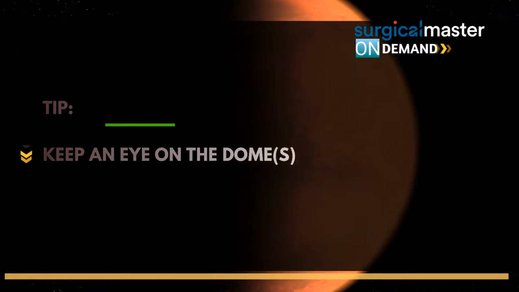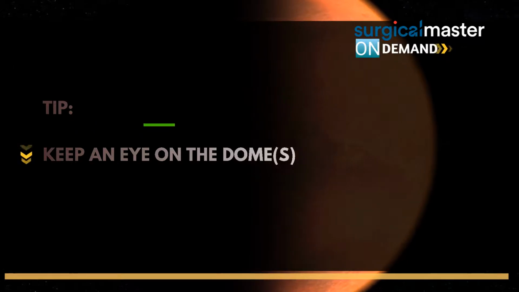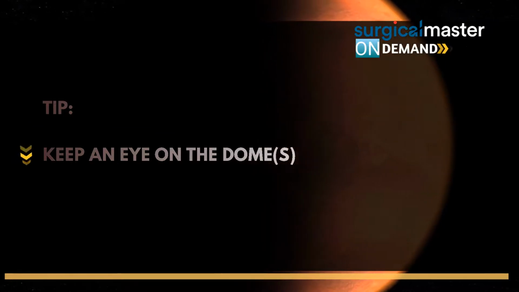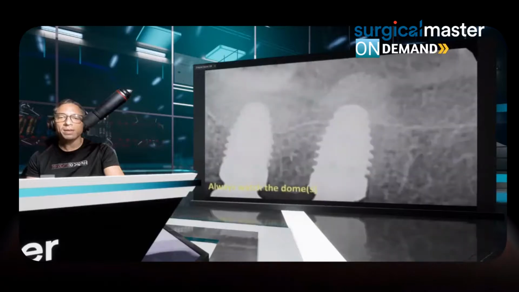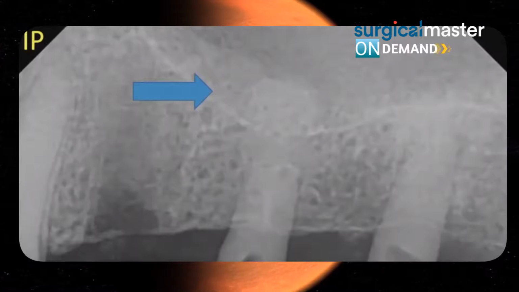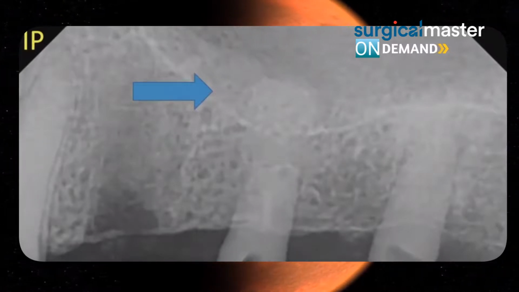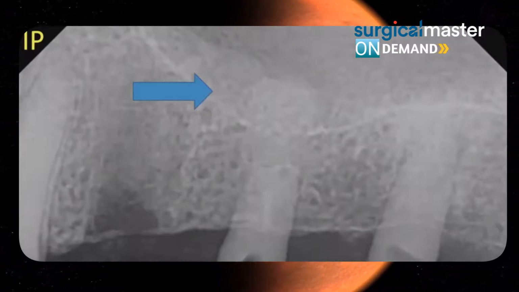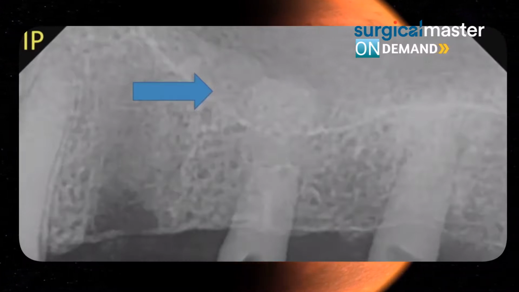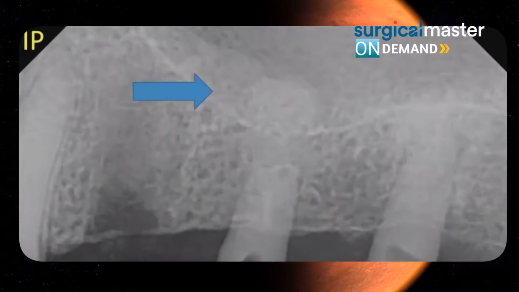So keep an eye on the dome or the domes. Take a look at them. Don't be overzealous. Don't over-condense bone. Every dome can explode. I'm not saying you can't do multiple osteotomes one by one. The reason we usually don't is because every time you do an osteotome, there's a risk of perforation. So if you do 3 in a row, 4 in a row, well, then you can perforate 4 times versus one risk of a lateral.